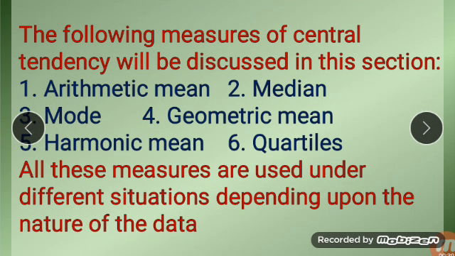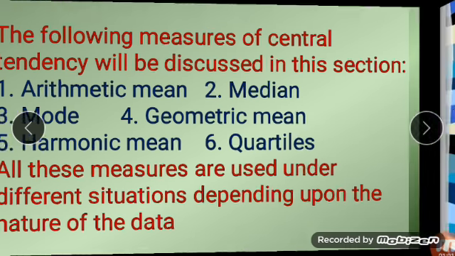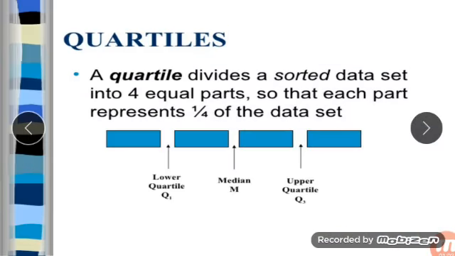Then we learned different measures of central tendency in the previous classes: the arithmetic mean, median, mode, geometric mean, and harmonic mean. Today we will learn another measure of central tendency known as quartiles. Besides this, we will learn the computation of moving averages and graphical location of median, mode, and quartiles. So let's begin with the definition of quartiles.